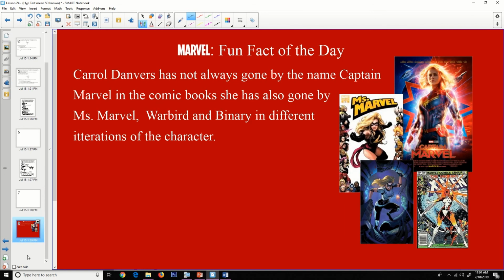So here's the Marvel fun fact of the day. Carol Danvers has not always gone by the name Captain Marvel. In the comic books, she's also gone by Ms. Marvel, Warbird, Binary, in different iterations of the character.